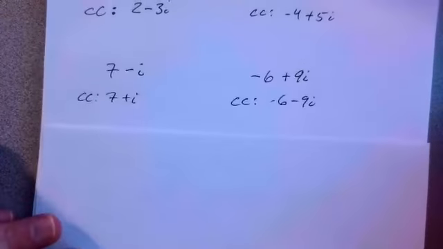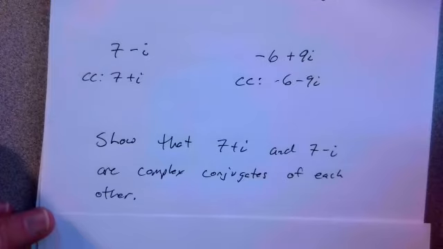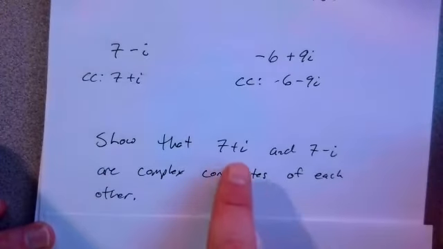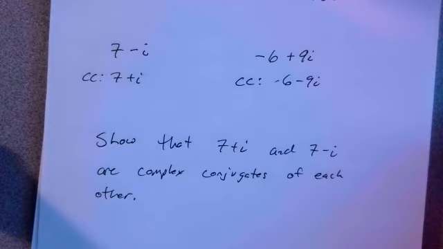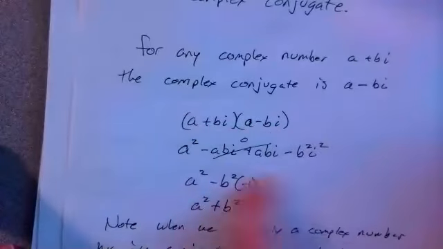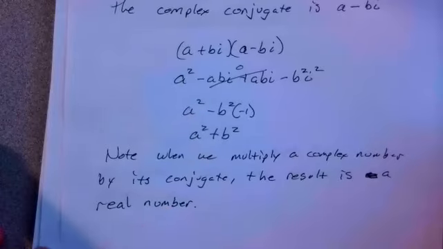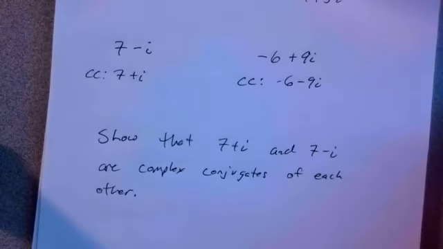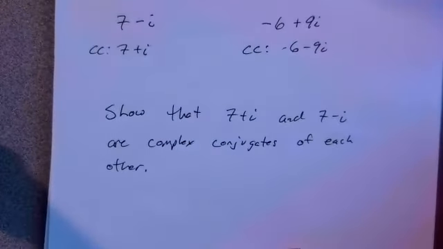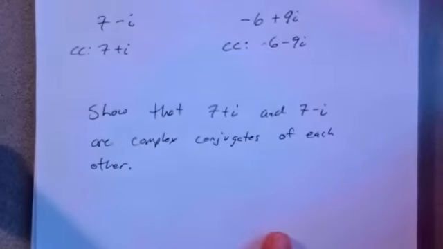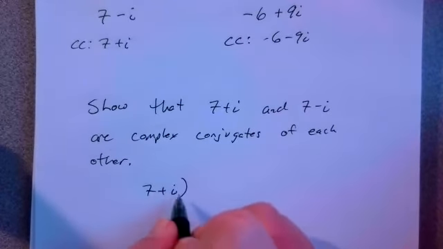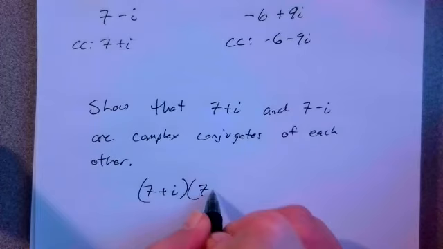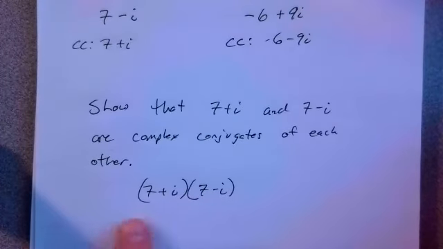Now, let's take a look here. The directions on this next one say, show that 7 plus i and 7 minus i are complex conjugates of each other. Well, we can do that. We can show it. When we multiply it out, the result should just be a number, some real number. So let's take a look. We're going to multiply 7 plus i times 7 minus i. Multiply this out.